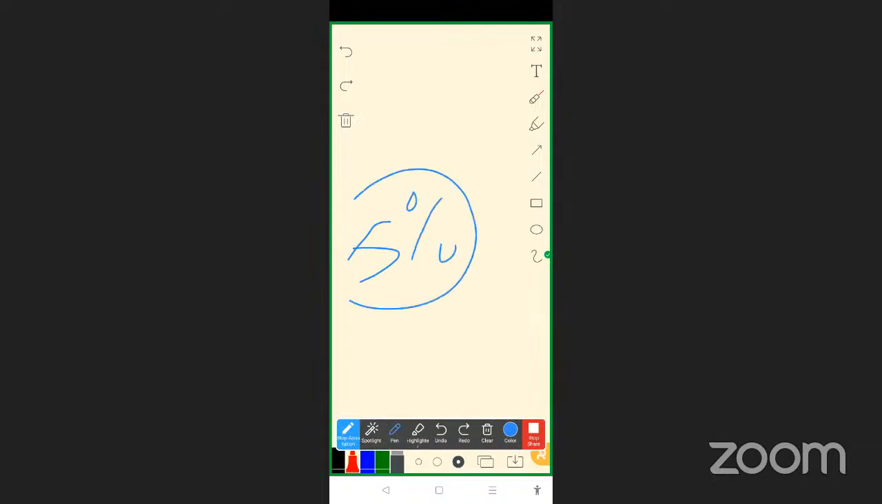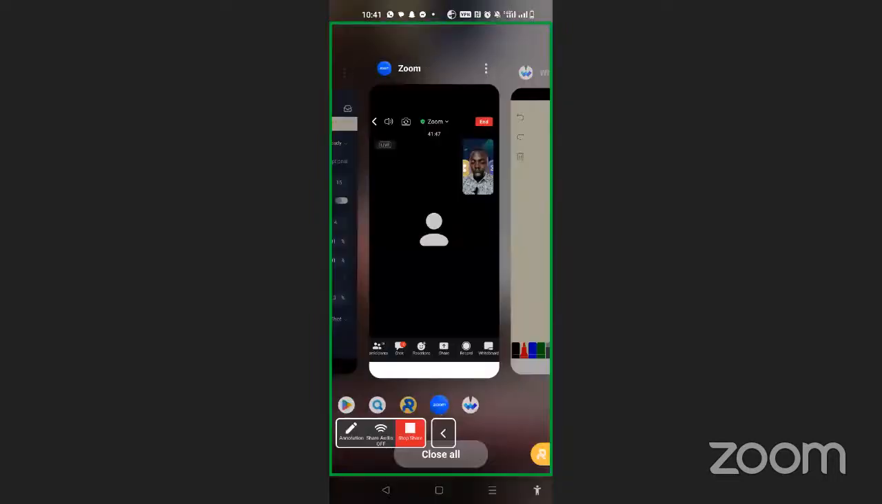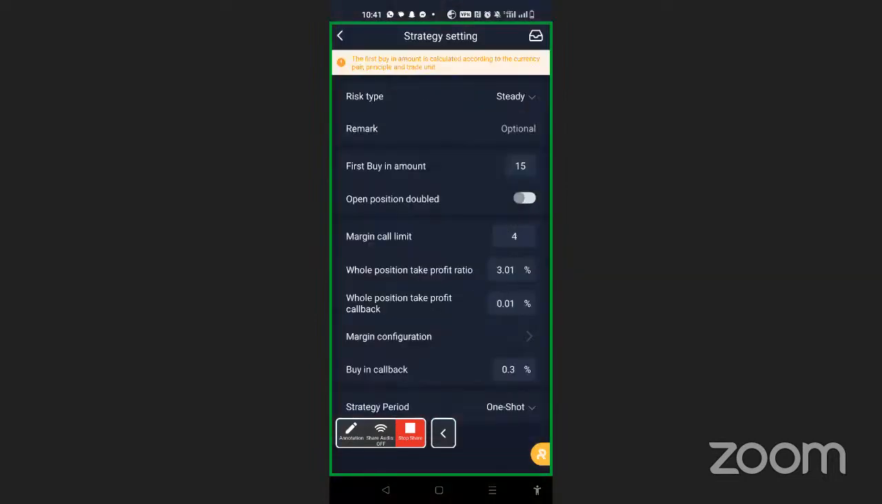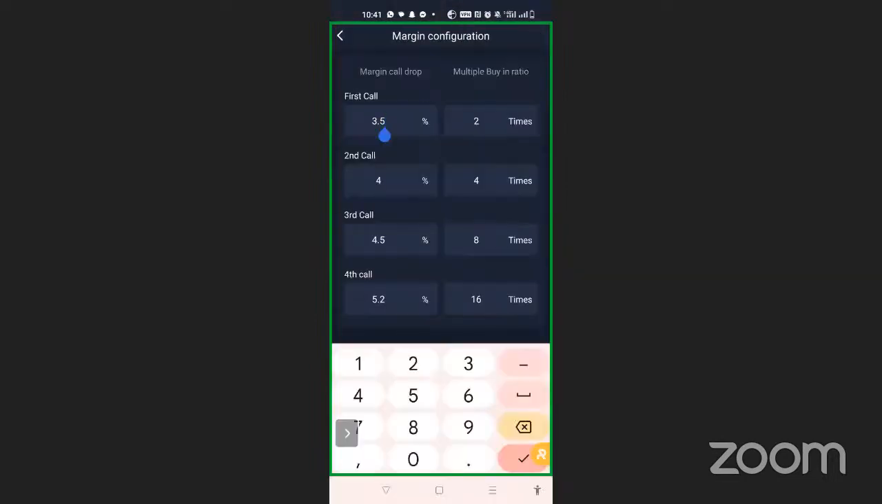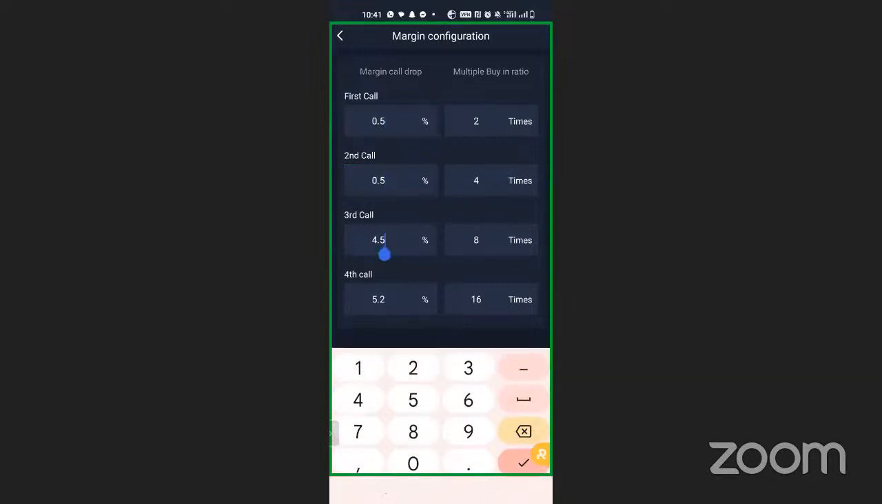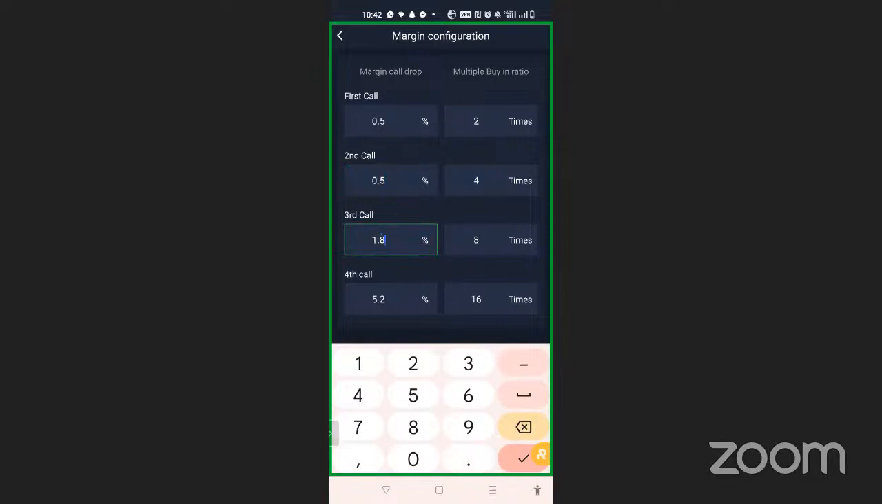Now, usually with our signals, we say go for 5%. If you have less than $500, don't set margin calls for 5%. What you do, if you have $1,000, come to your Royal Q. When a signal is sent, keep this 5%: 0.5, 0.5, 1.5, and this will be 2.5. This is a total of 5%.